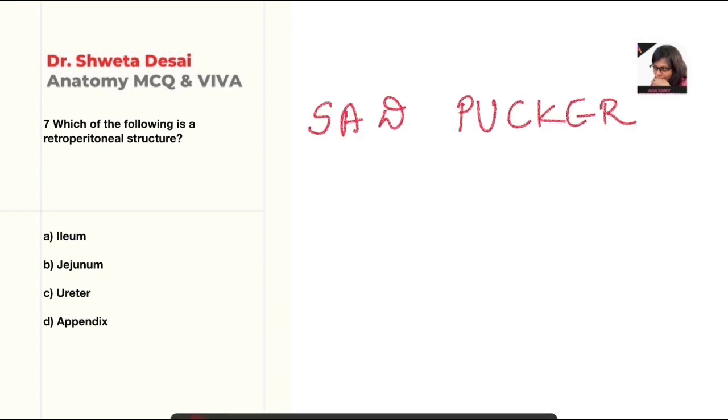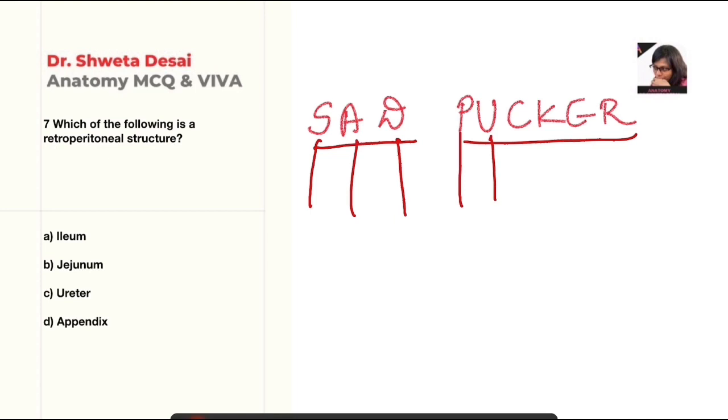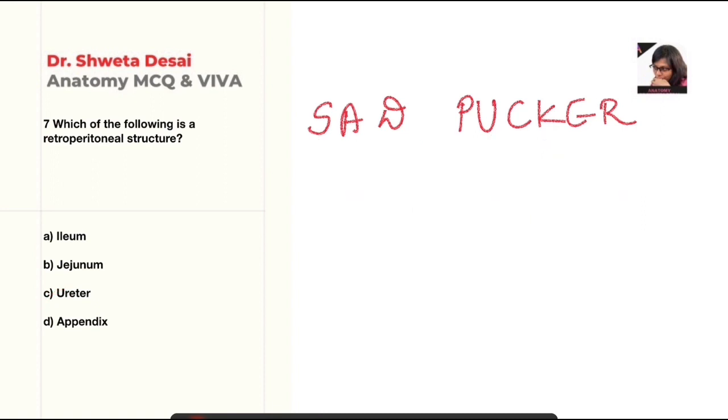Middle genicular. Next question, question number 7. Which of the following is a retroperitoneal structure? Options are A, ileum, B, jejunum, C, ureter, and D, appendix. So here you can remember it by a mnemonic: SAD PUCKER. S, suprarenal gland, A means aorta and inferior vena cava, D stands for the duodenum, second and third part of the duodenum, P pancreas, U ureter, C colon, ascending colon and descending colon, K stands for kidney, E esophagus, and R stands for rectum. So here the correct answer is C, ureter.